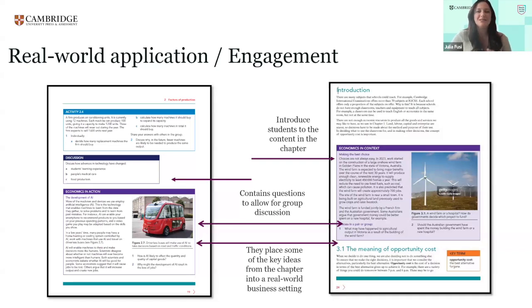If you are familiar with our recently published A-level course book from Cambridge, you'll recognise some of these new features as well. So we have economics in context to introduce students to the content of the chapters, as well as economics in action, which places key ideas into real-world business settings. And where possible, we've also got some strong links to sustainability, as well as discussion points for students to think about in small groups or pairs to really get them talking in class.